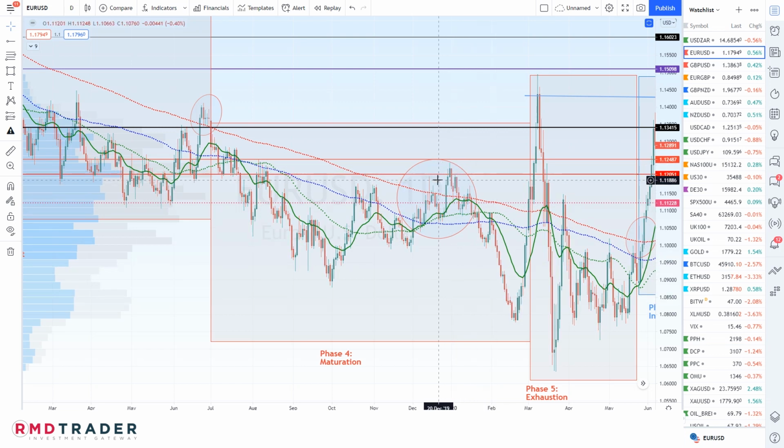And as I've also mentioned in the first part of this video, this is only a way to establish a bias, meaning once this occurs, we are looking to establish a bias of short trades. So if this happens, we are looking to trade short in the market until proven otherwise.